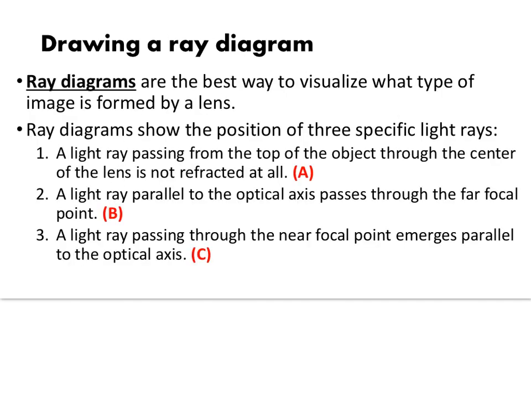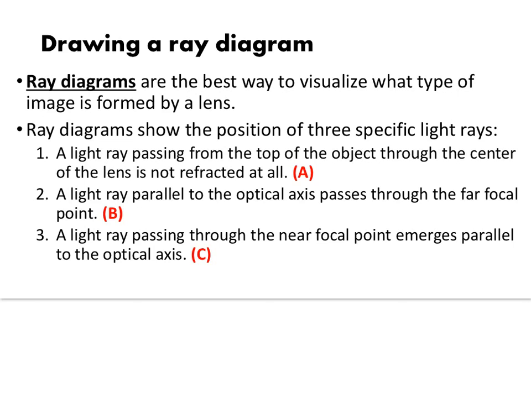Now there's a couple of ways that we can figure out where the image will appear. The best way to really see that picture in your head is to draw what's called a ray diagram. You are going to need to know these rules so that you can draw the ray diagrams for yourself. And those diagrams show three very specific light rays.